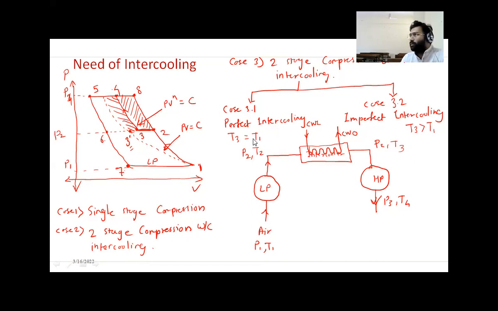So that is why the name is given perfect intercooling. In this case, we require very less work. Then comes imperfect intercooling. In this case, T3 is greater than T1.